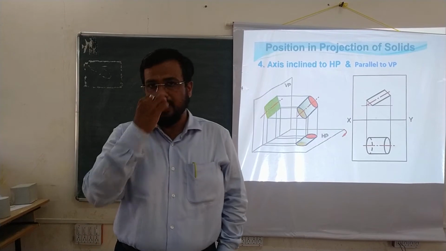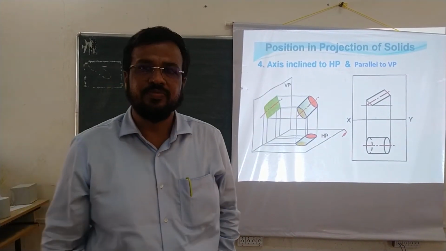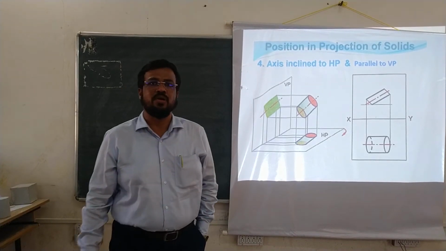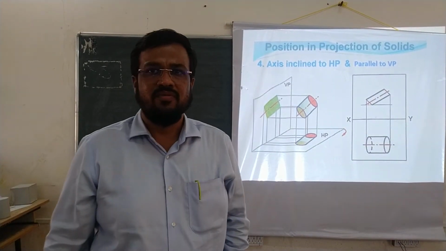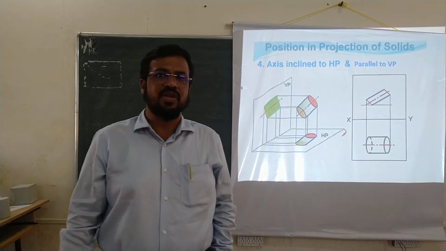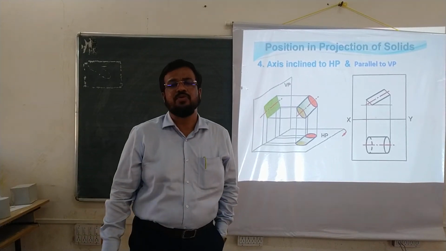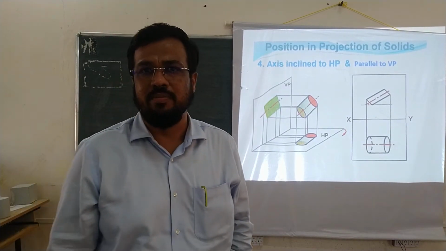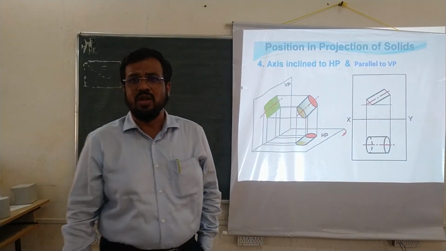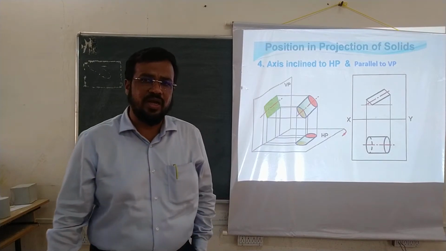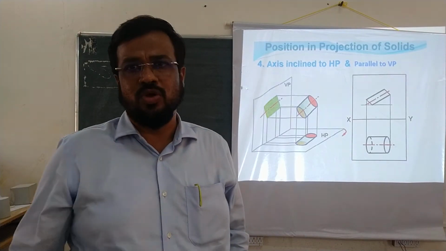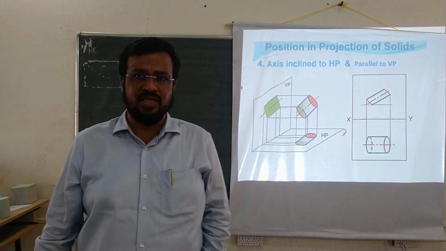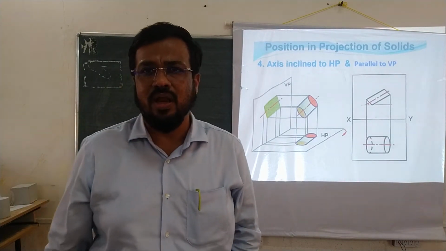We are dealing with the topic projection of solids, and in the last lecture we have seen the different positions of the solid. We have considered the solid in the form of a cylinder which is having 50 mm diameter and length of axis equal to 100 mm. With this solid we have studied three positions. Obviously the solid is in the first quadrant, that is, between the horizontal plane and the vertical plane.